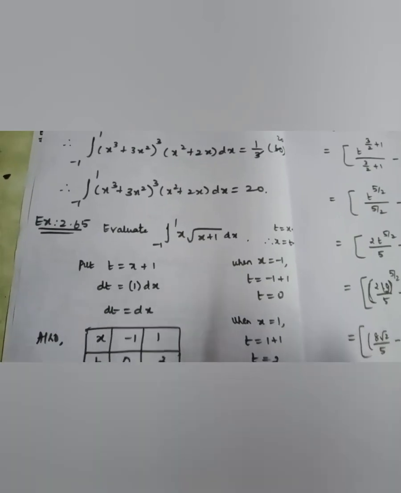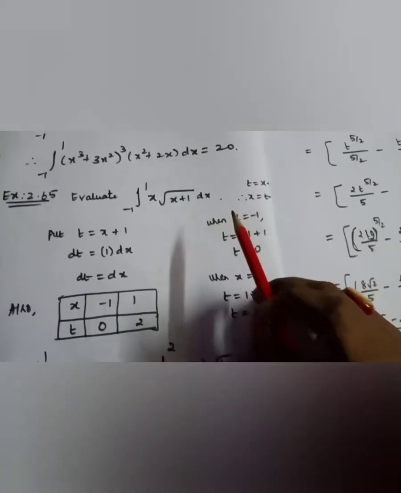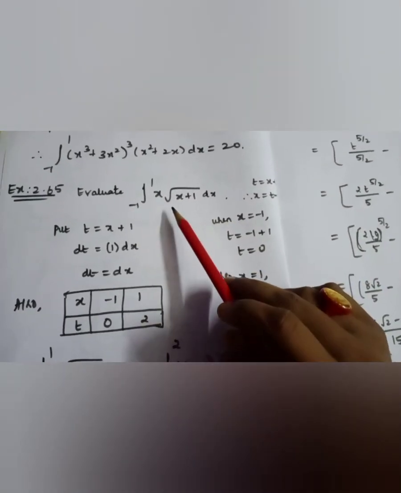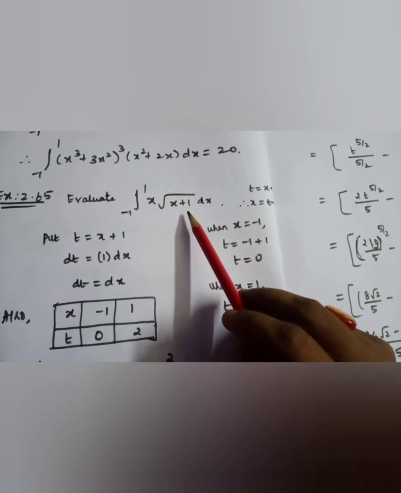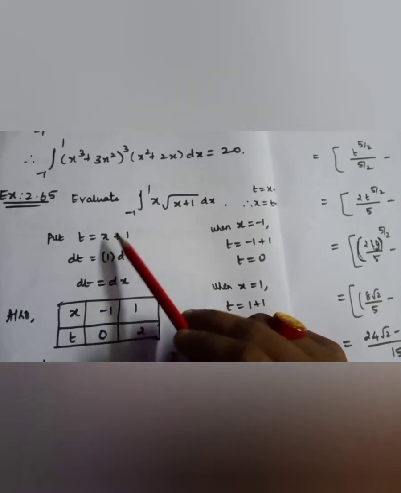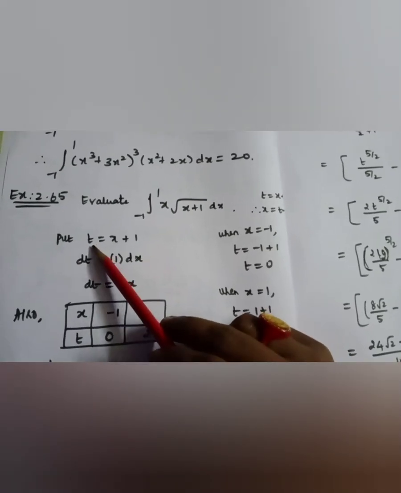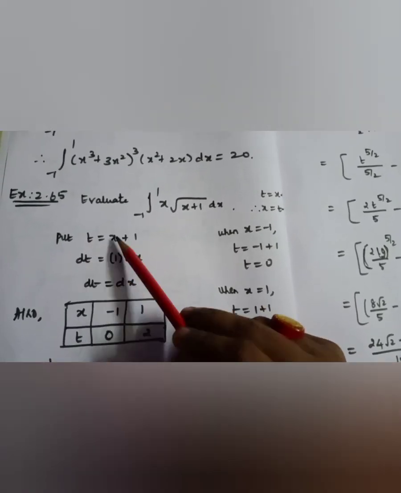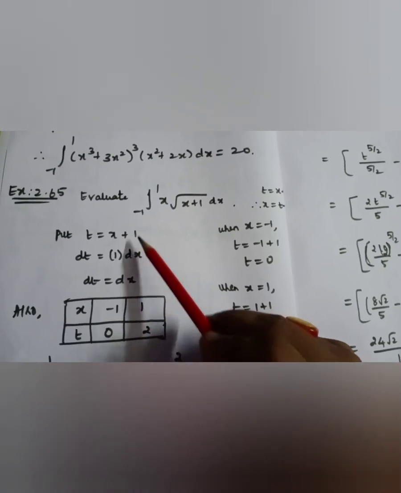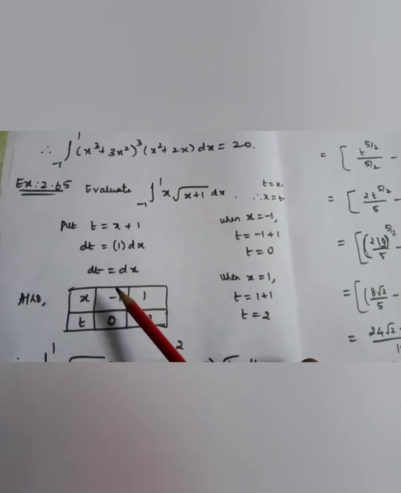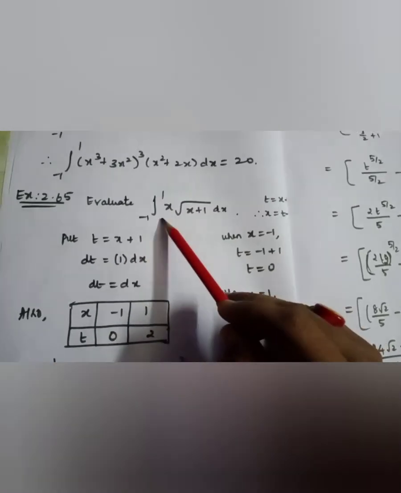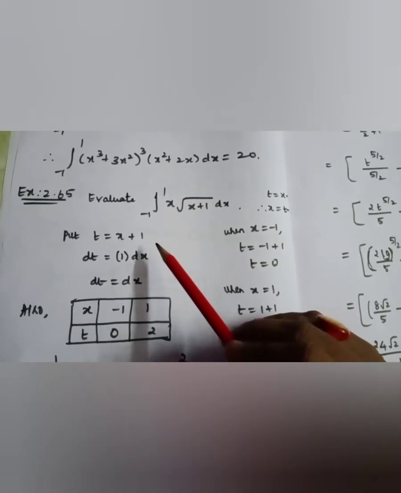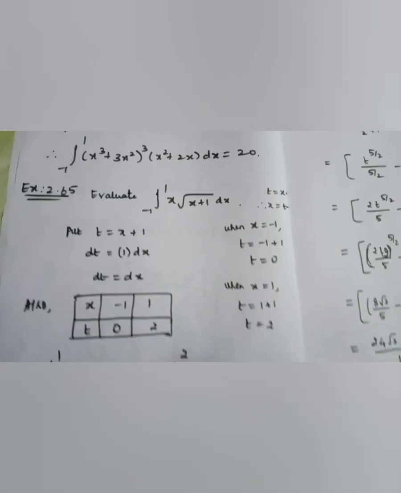Now we'll see example 2.65. See, here we are having integral minus 1 to 1 of x into root of x plus 1 dx. Okay, so here we cannot integrate this directly. So substitution, putting t equal to x plus 1. When I differentiate t, I will get dt. When I differentiate x, I will get dx. And when I differentiate a constant, it will become 0. So dt equal to dx, but here limits are there. It is not going to end with the substitution alone. When limits are there, I have to change the limits also.